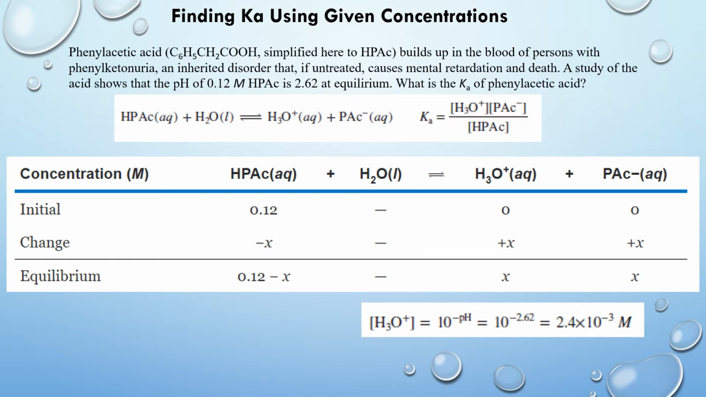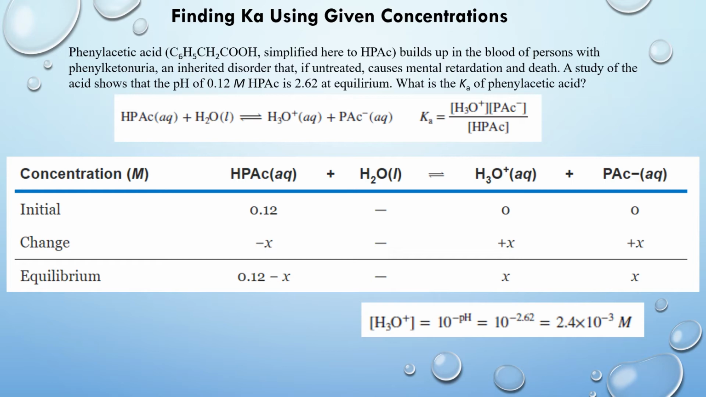We have two types of equilibrium problems for the weak acid equilibrium. First is finding the Ka using the given concentrations. In this example problem, we have phenylacetic acid, which is basically an acidic group attached to a benzene ring. The question says if we add 0.12 molar of this acid in water, and the resulting pH at equilibrium is 2.62, calculate the Ka value for this acid.